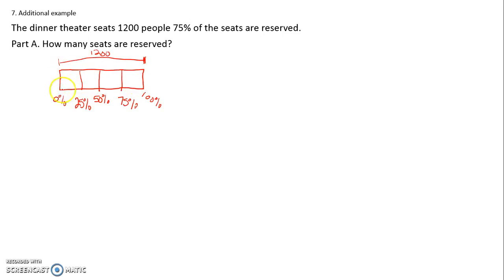Well, how do I figure out these 25% blocks? I just take 1,200 and divide it by 4. I'm going to divide it into 4 parts. 4 goes into 12 3 times. Put that 3 right above the 2. 3 times 4 is 12. Subtract off. 0. Bring down a 0. How many times is 4 going into 0? Oh, 0 times.